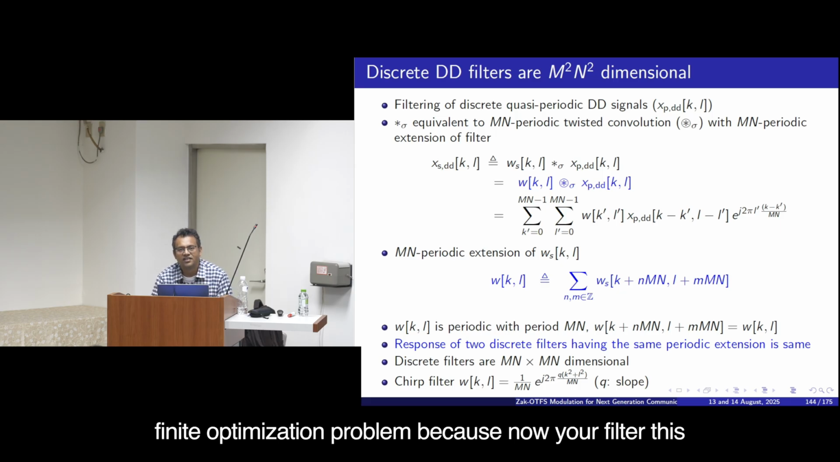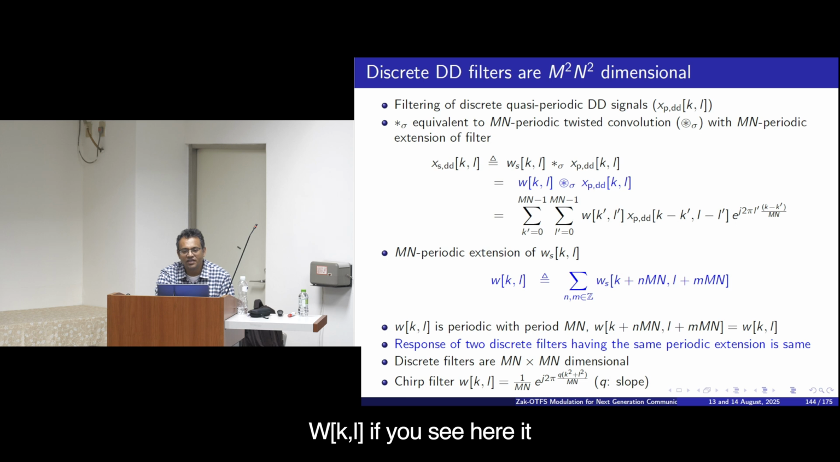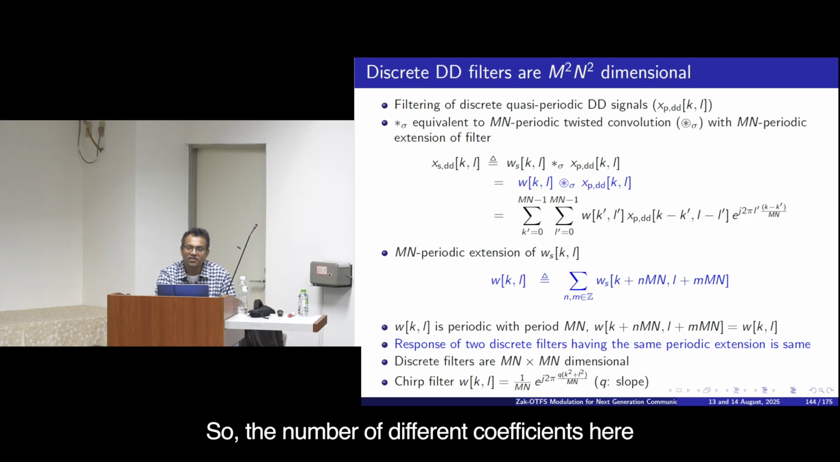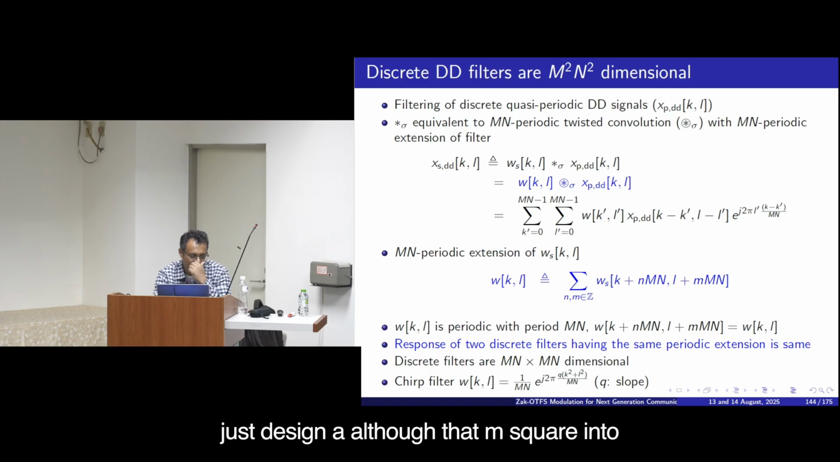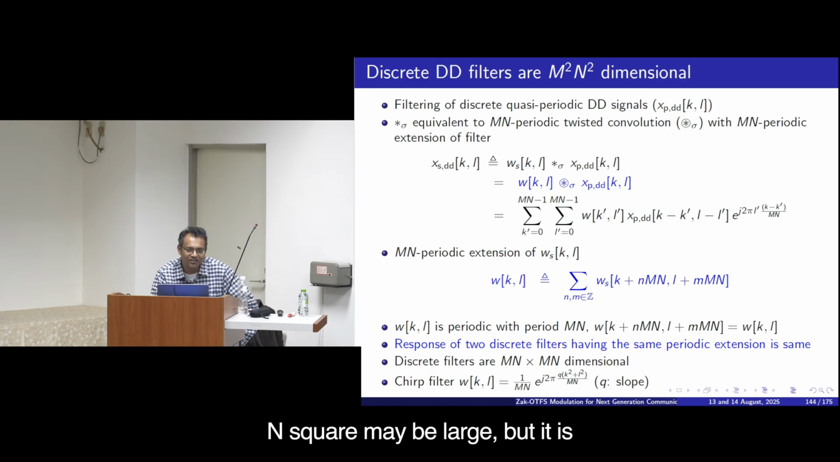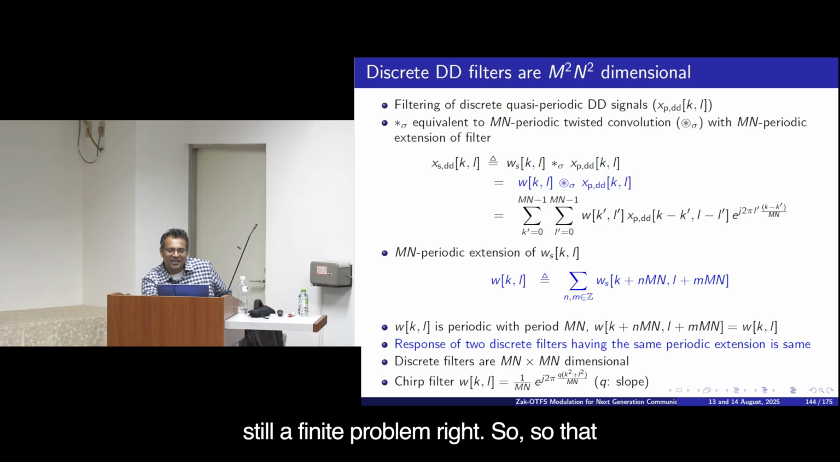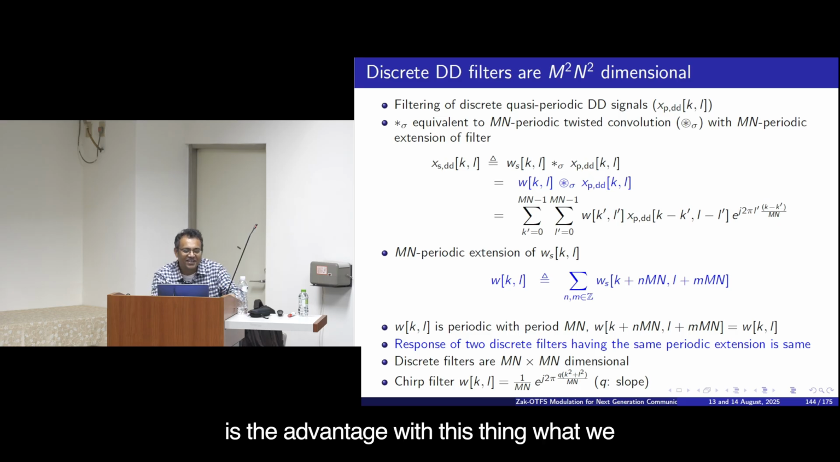So that actually makes the filter design a finite optimization problem, because now your filter, this WKL, depends on WKL only for k going from 0 to mn minus 1, L going from 0 to mn minus 1. So the number of different coefficients here is m square into n square, finite, it is not infinite, right. Although that m square into n square may be large, it is still a finite problem, right. So that is the advantage with this thing.